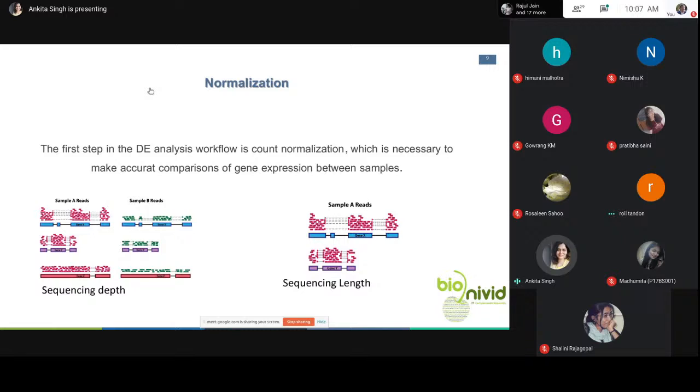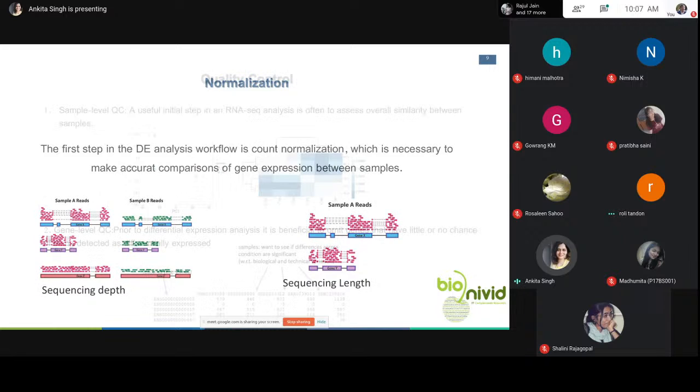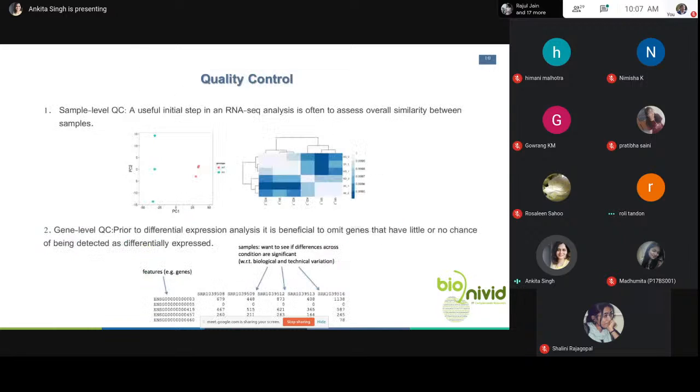You have to understand that before performing any DE expression analysis, you have to normalize your data. Second comes the quality control. If we are having replicates and we are comparing, in quality control we have two different steps. One is sample level quality control, another is gene level quality control.